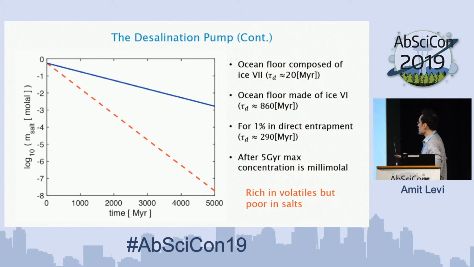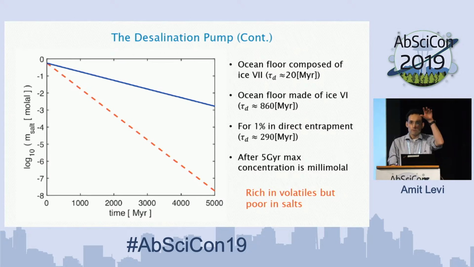And if the seafloor is I7, the time scale is very, very short. It basically desalinates the ocean very rapidly. If it's I6, which I think is more reasonable, then the time scale becomes very large, but even this large time scale would suggest that you don't end up with more than millimolar concentrations of salt in the ocean. So these oceans could be very rich in volatiles, very poor in salts.